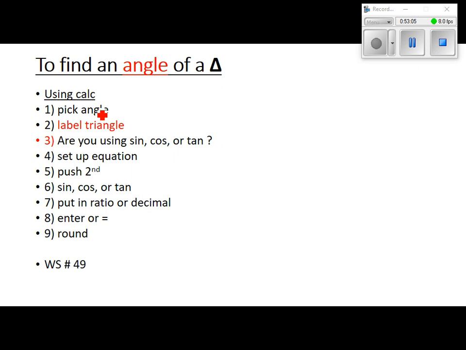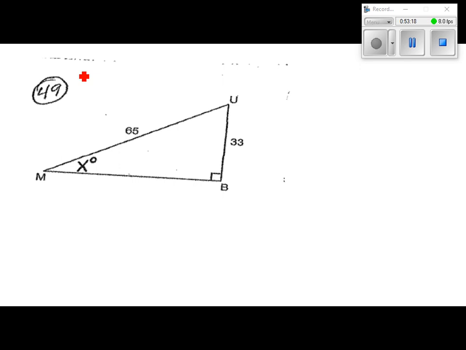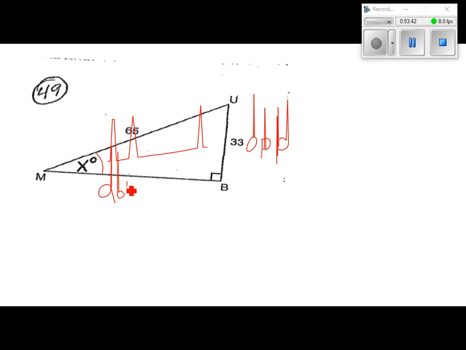Look at problem 49. Problem 49. First thing, we got to pick an angle. That's what it says do first. Which angle are we going to pick? The one that's X. So put a little arc in X where that angle X there is. Then we're going to label the triangle. The side across from X, that's the 33. Draw your little arrow across through there. What's that get labeled? Opposite. The side down on the bottom, segment MB, what's it get labeled? Adjacent. Side across from the right angle, what's it get labeled?